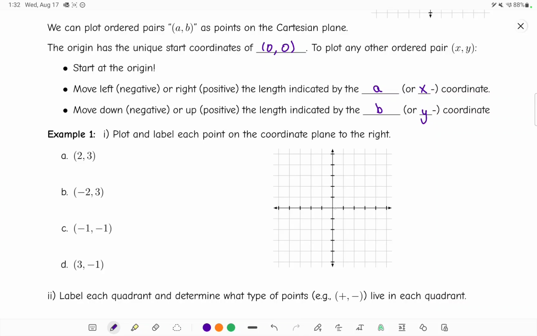A, (2, 3). So we go right 2, up 3. B, (-2, 3). So to the left 2, up 3. C, (-1, -1). So to the left 1, down 1. And D, (3, -1). Go to the right 3, down 1.